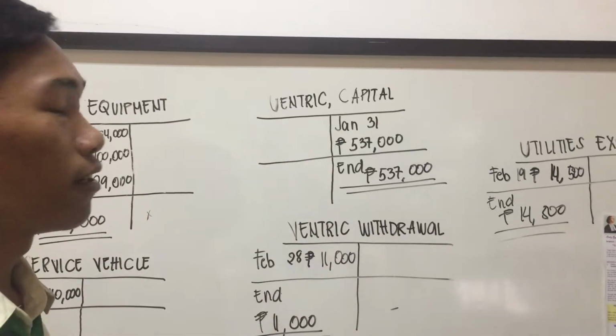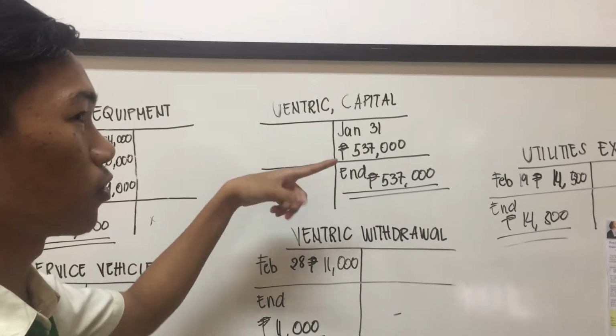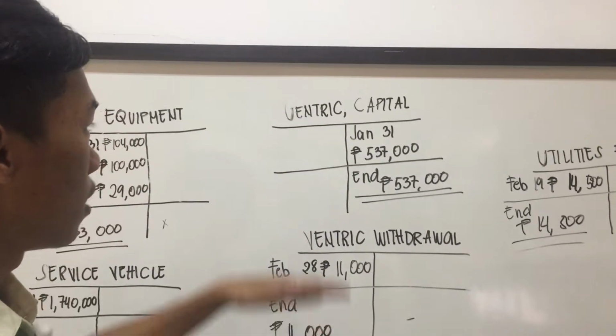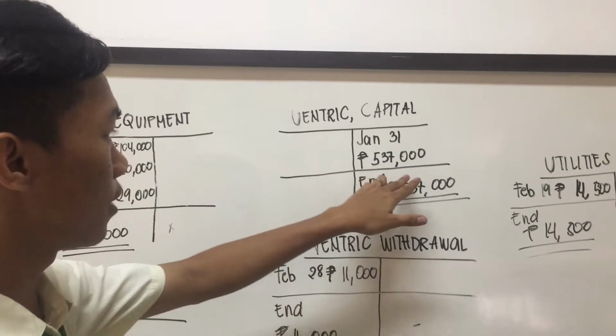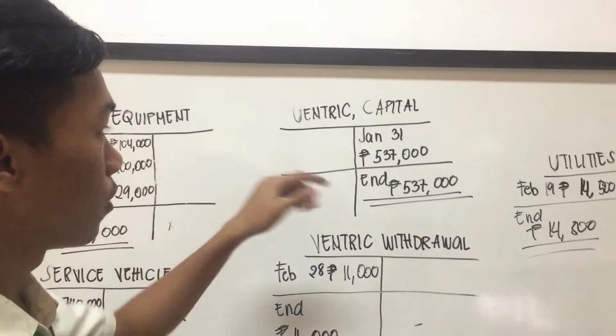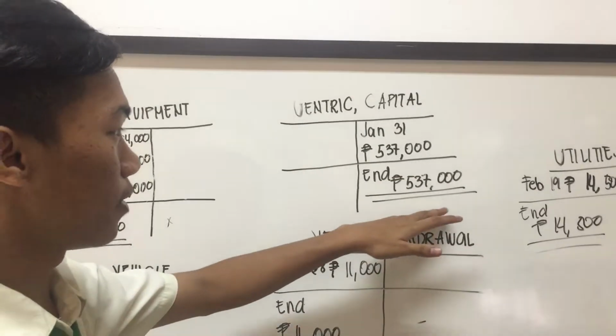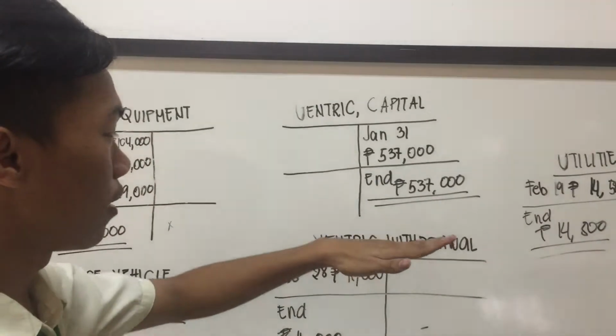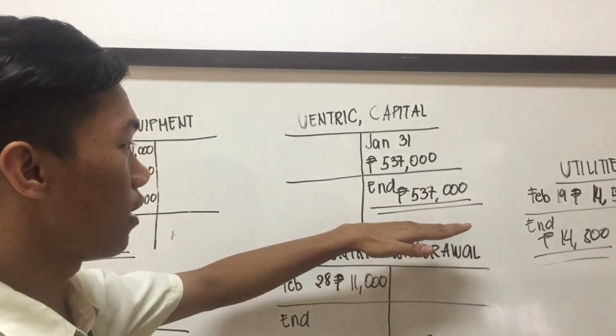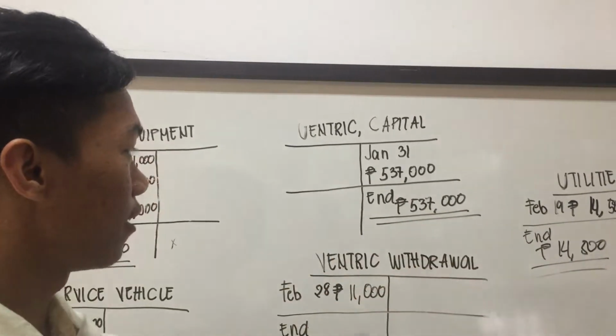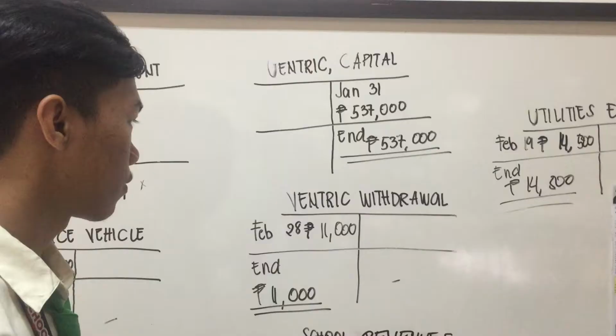Venture capital. Venture capital belongs to owner's equity. In January 31, we have 537,000, and wala man tayo lain transaction, just copy our amount 537,000 so that mao na nay atong, and it's called normal balance, and don't forget the double rule.